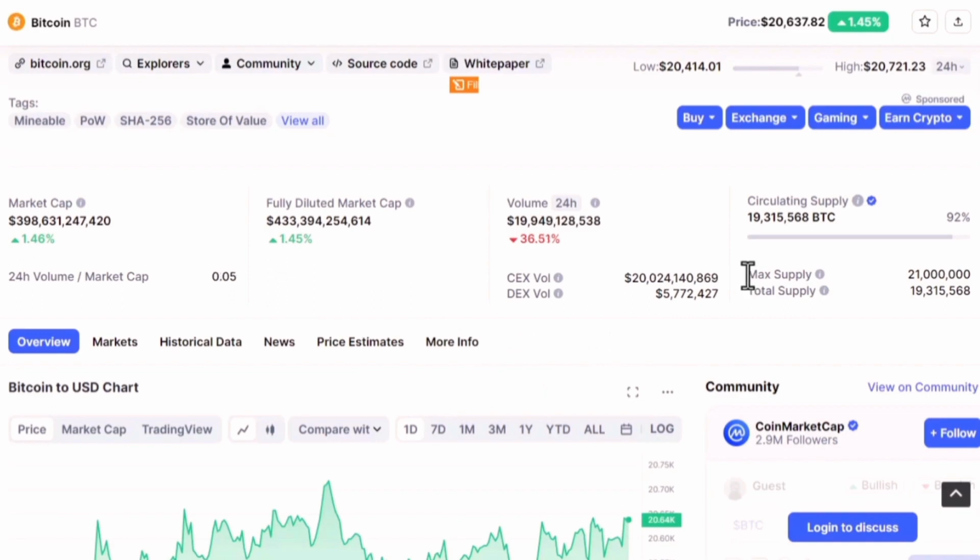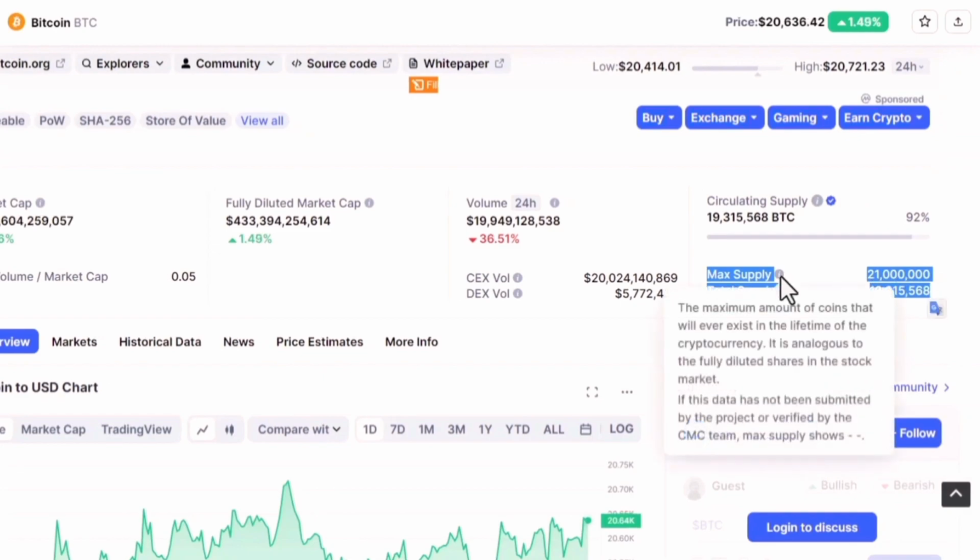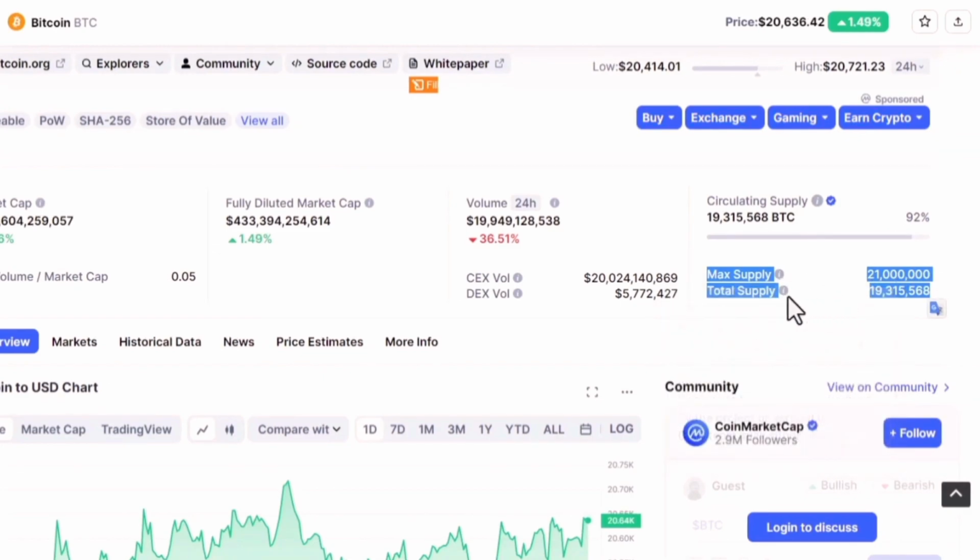Last but not least, in this upper section is the maximum supply, and of course the total supply, which you can check for yourself. These are all for Bitcoin. So this was the overview.